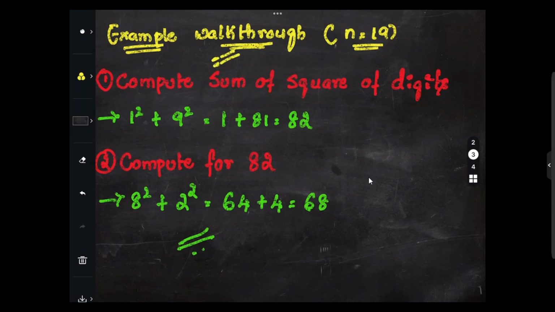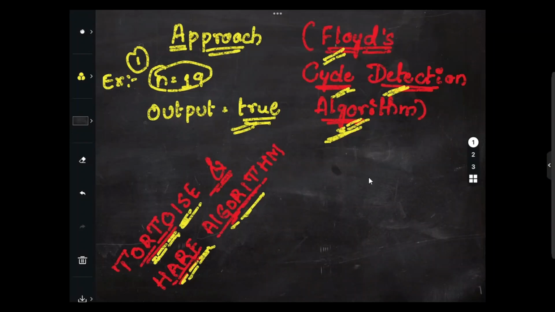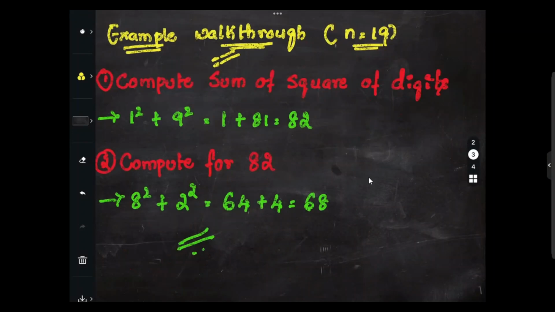Let's discuss the same first example. Here n equals 19. We compute the sum of the squares of the digits: 1 square plus 9 square, which is 1 plus 81, that is 82, right?